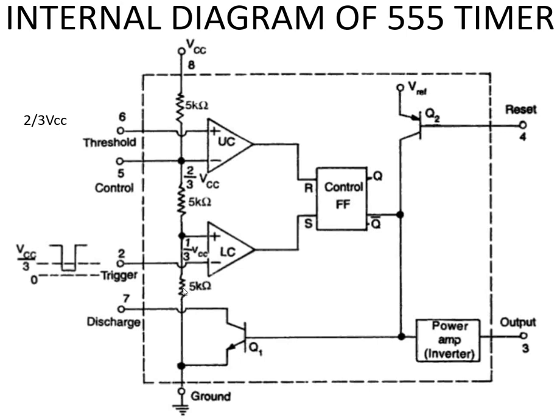Consider the voltage of this lower resistor. The voltage of this lower resistor is 1 by 3 VCC with respect to ground. The voltage across the second resistor is 2 by 3 VCC and the last one is VCC. So here we have two comparators, that is the upper comparator and the lower comparator.